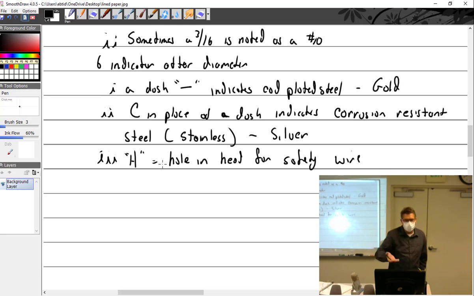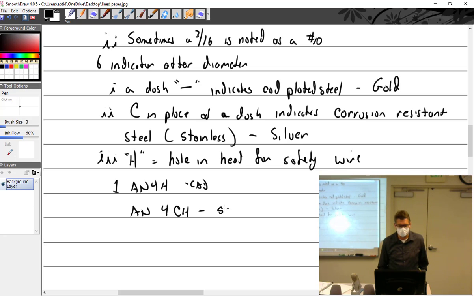So we have to go back up. What is it? It's cad plated. What if it was a corrosion resistant bolt? You put a C in front of the H. So we could have an AN4H, which would be normal, so that'd be cad plated. Or we could have an AN4CH, which would be stainless steel with a hole in the head.